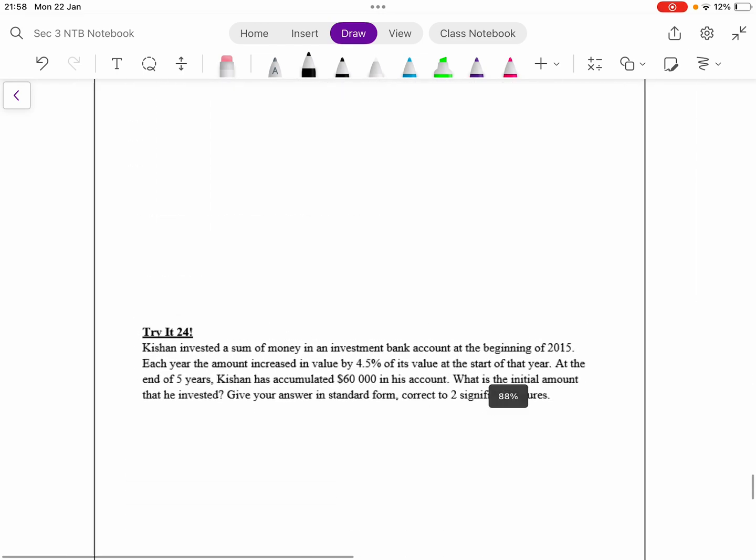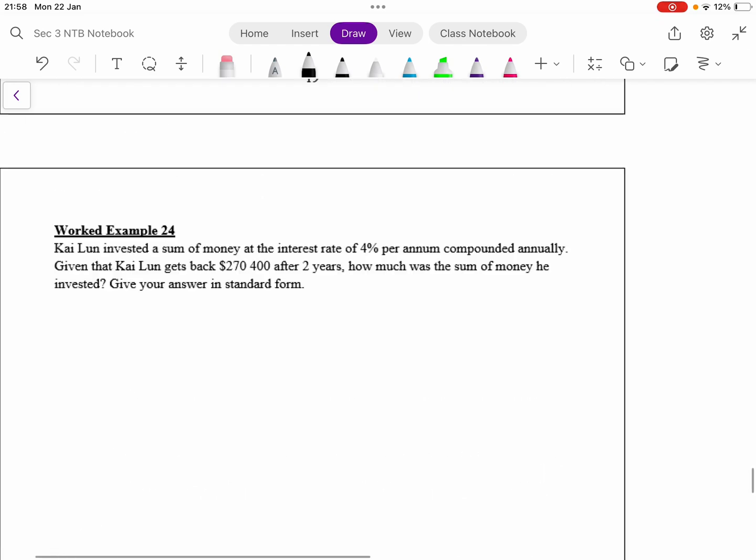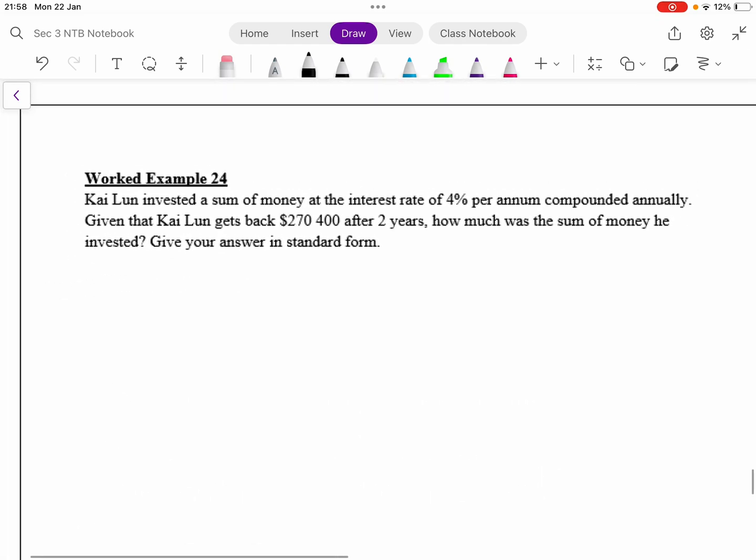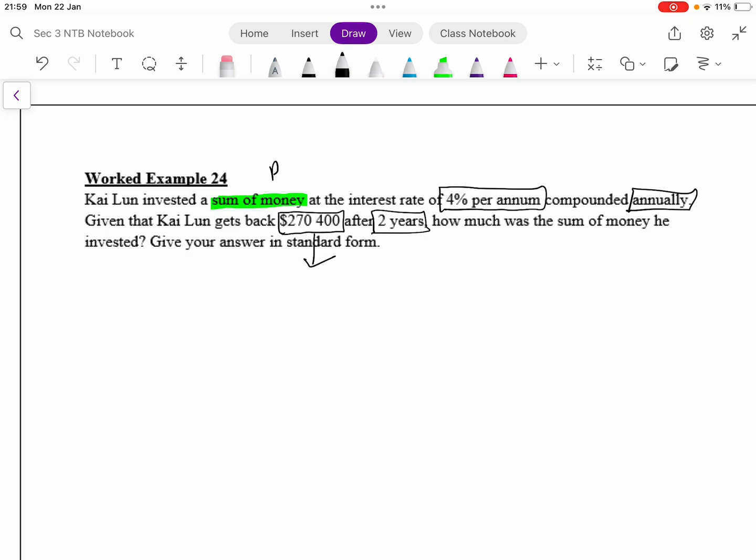Okay, moving on. So this one will be the more difficult one. Let's try to understand it. Now, Kai Lun invested a sum of money. This sum of money is actually your P, but we don't know how much it is because they didn't state. But we know the interest rate is 4% per year, compounded yearly. It's given that Kai Lun gets back 270,400 after 2 years. This means that 270,400 is your A, your total amount. What you want to find is your P. So how much was the sum of money he invested?